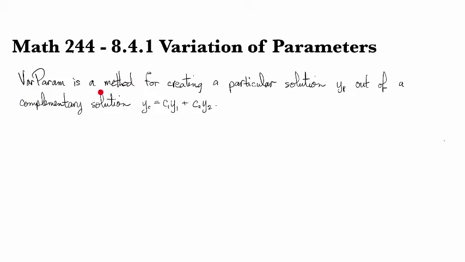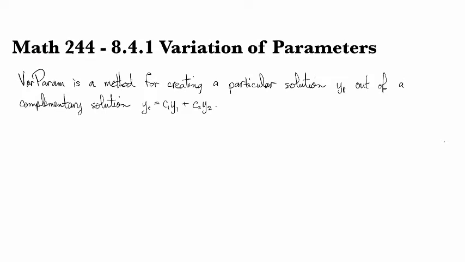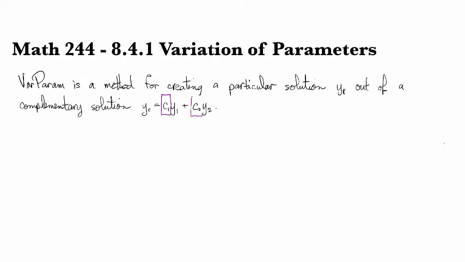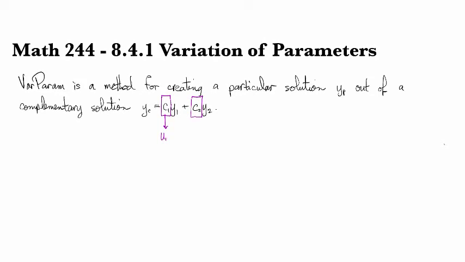Variation of parameters is a method for creating a particular solution, a YP, out of a complementary solution, a YC given by some linear combination of Y1 and Y2. So you should definitely go ahead and find the complementary solution first before using variation of parameters. The name variation of parameters comes from the idea of letting these parameters C1 and C2 vary. In particular, we're going to replace them by functions of x.